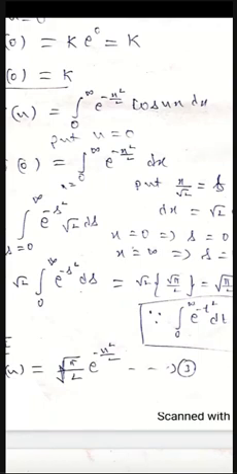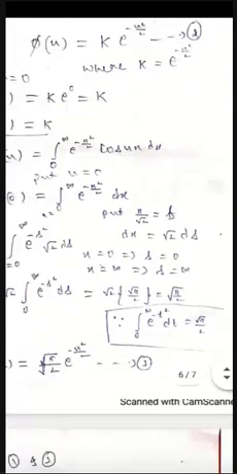x by root 2, I have taken as s. If you differentiate, dx by root 2 goes to the right side, cross multiplication, root 2 ds. So s becomes ds, x becomes dx. So the limit also will change. Change means what? Same, but the variable changes. x equals 0 implies s is 0. If x is infinity, s is infinity.